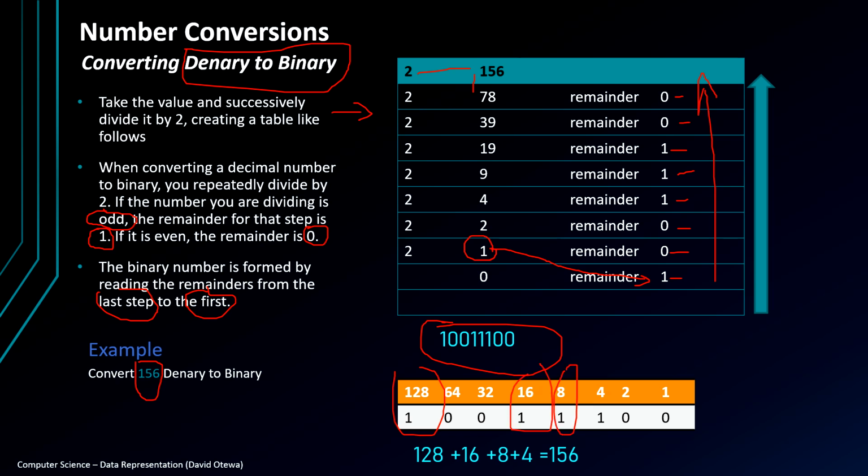And yes, see, very easy. Now we get 128 plus 16 plus 8 plus 4. We get 156. Is 156 the number we were told to convert? Yes. So from this, we can see that it's correct.